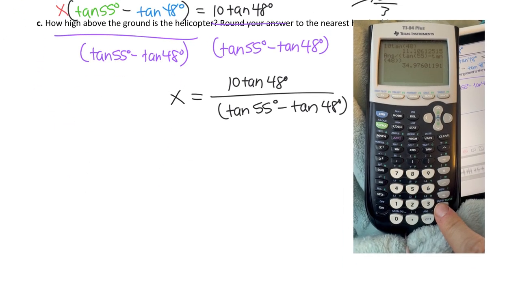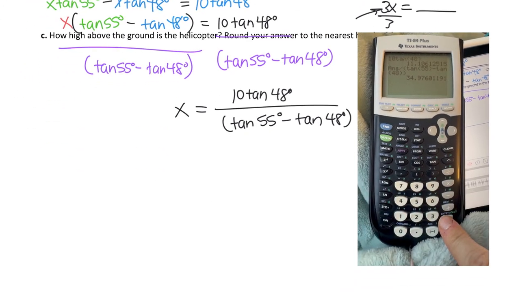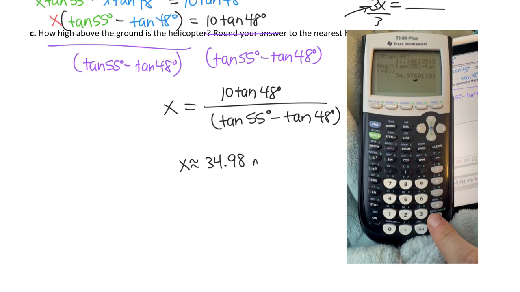Let's see what we were supposed to do. Solve for x. Round our answer to the nearest hundredth. So it's asking us to go ahead and round right now. Nearest hundredth, it's going to be 34.98 because that 6 is going to round up the 7. And we are measuring in meters, so that's almost 35 meters for x.